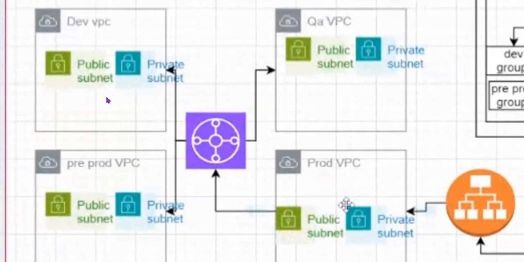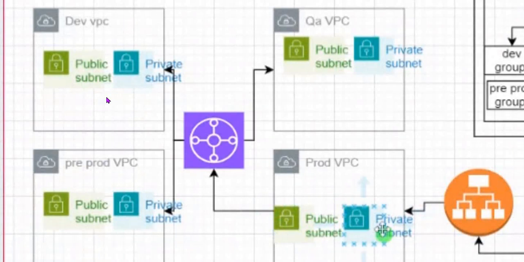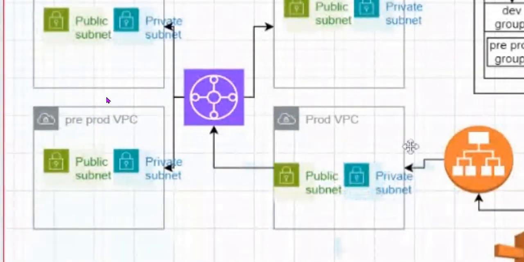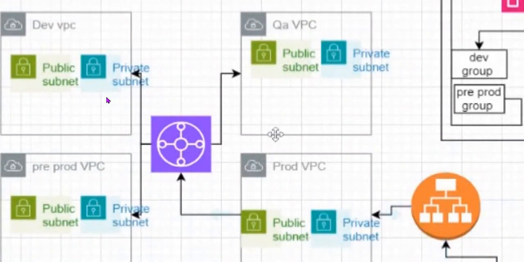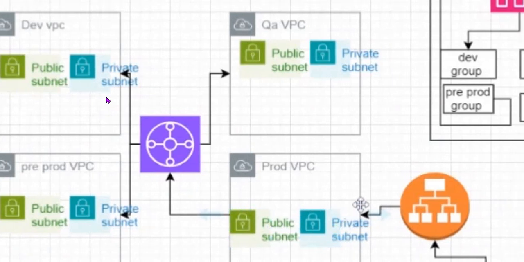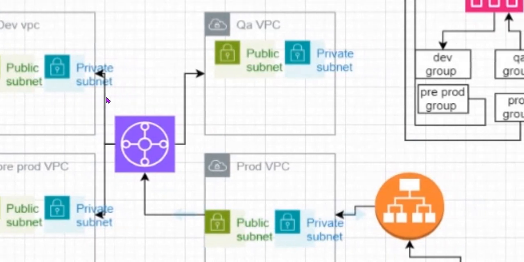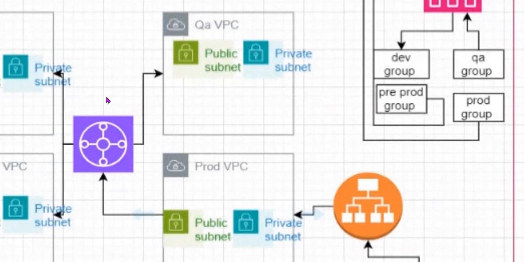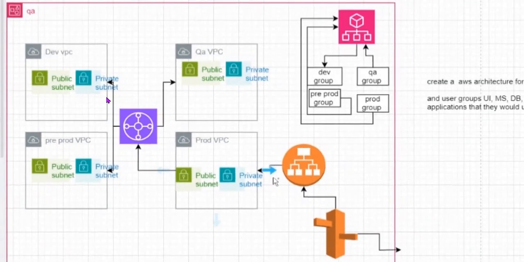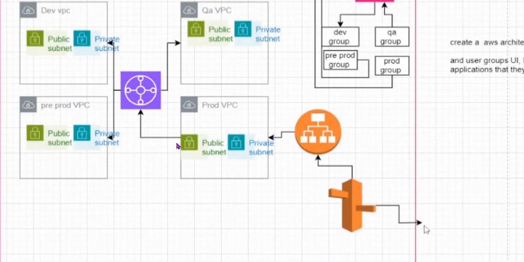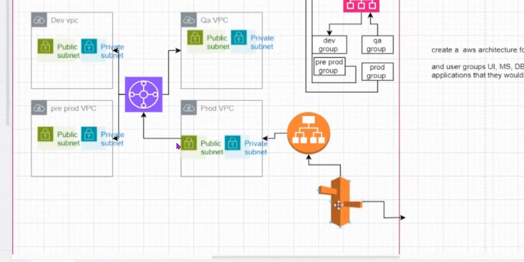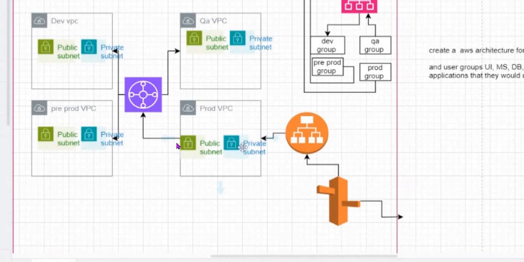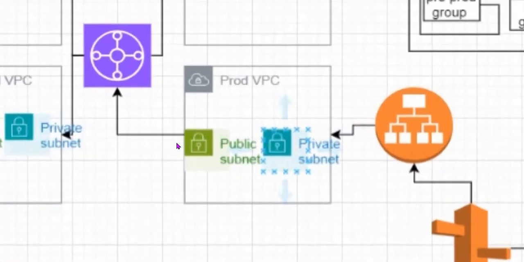So we have a private and public subnet, and attached to this a load balancer. In production only, the server will publicly allow users to access our content application. I have attached this Route 53 DNS so that users can hit our domain name, and it can route the traffic towards our content application.